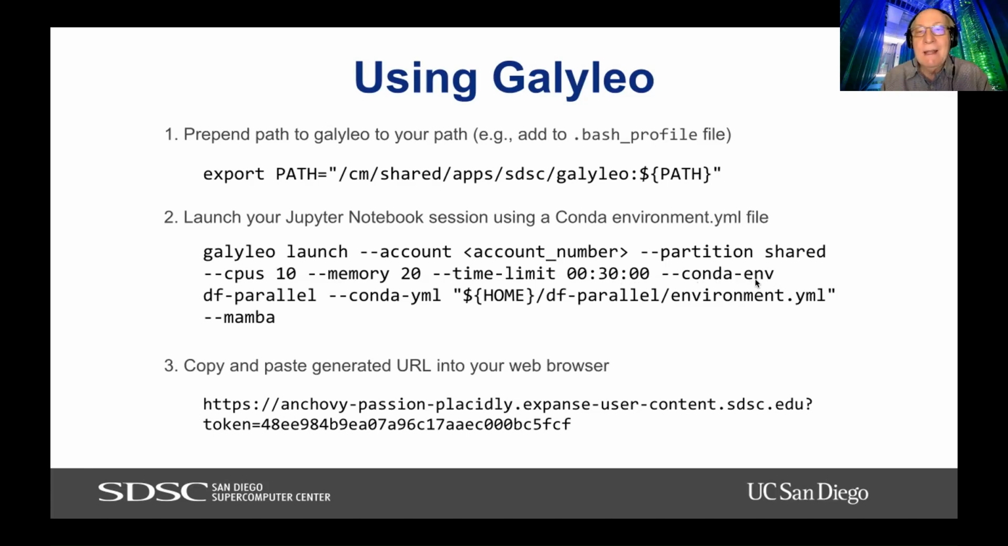And here is where the Conda environment comes in. First, you specify the name of the Conda environment, which in this case is DF parallel. And then you need to specify the location of the YML file that contains the definition of your Conda environment. And once you run that, Galileo will print a URL on the command line. So you can copy this URL, paste it in your web browser, and that's the way you access your Jupyter Notebook.